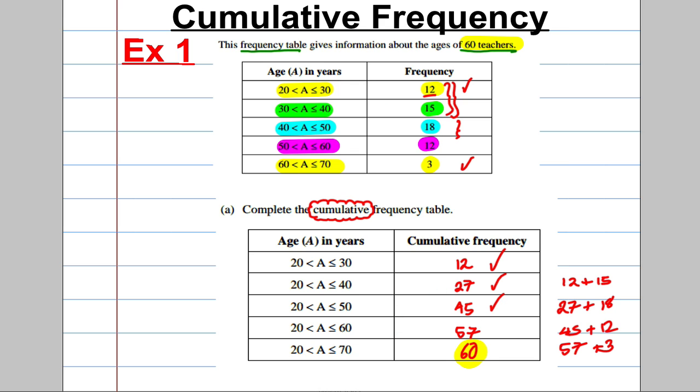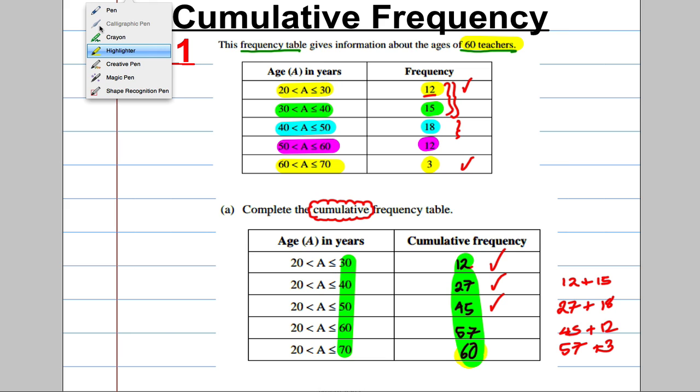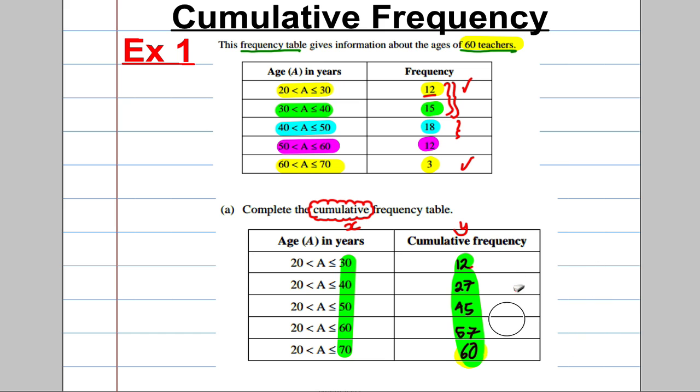And how do you do this? Well, what you do is you take these numbers here, the end numbers of your group, and you plot them against your cumulative frequency numbers, where these numbers are going to be your x numbers, how far across you go, and these are going to be your y numbers, how far up you go. So our coordinates from this that we're going to plot together are going to be 30 across 12 up.